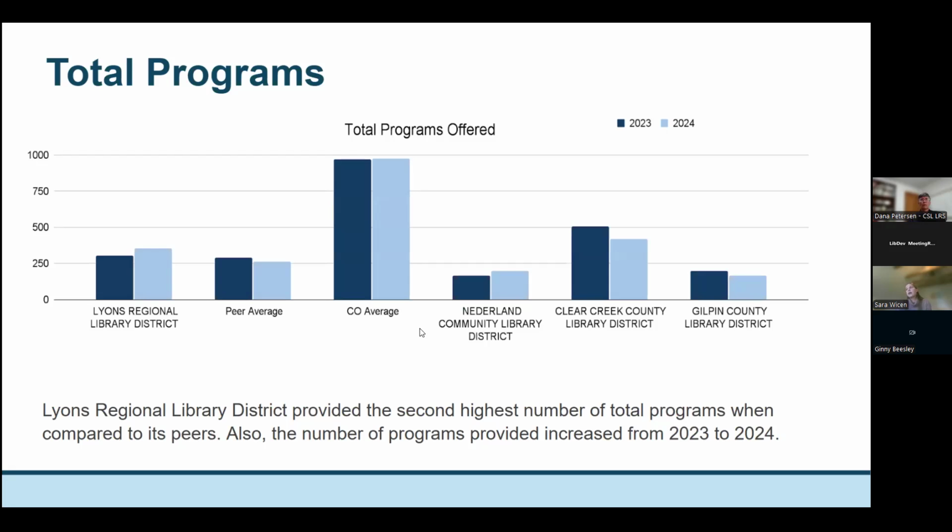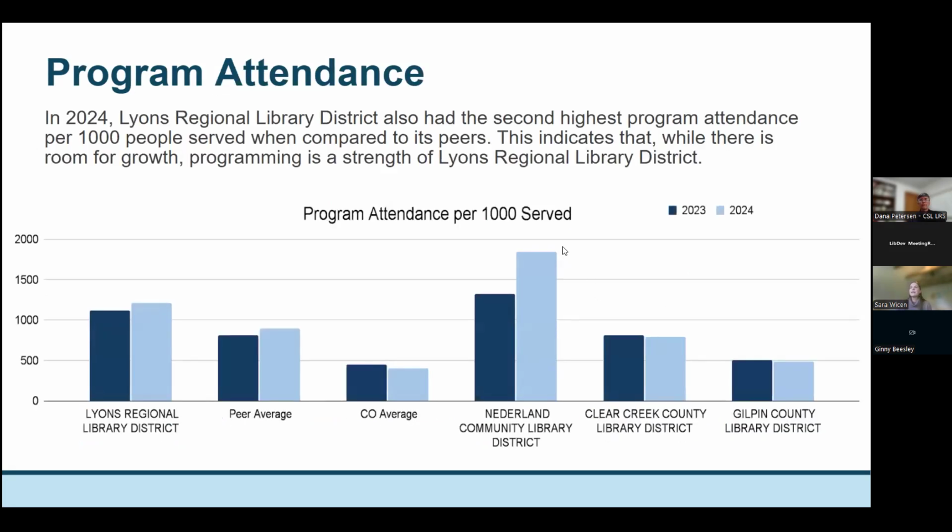This bar chart shows total programs offered, a comparison of the 2 years, 2023 and 2024. And the last slide is program attendance, again showing the years 2023 to 2024. So you can see whether your program attendance increased or decreased. And this one is a comparison of that per 1,000 served that we talked about.